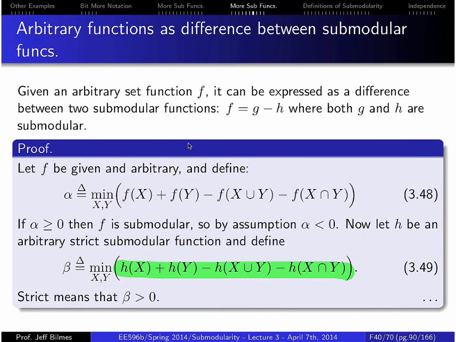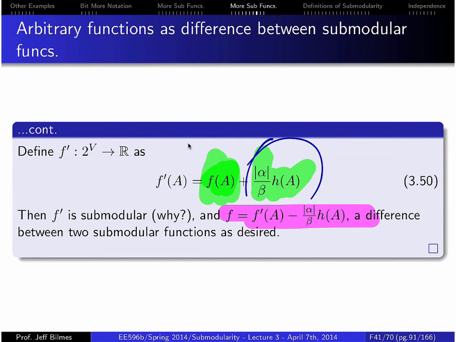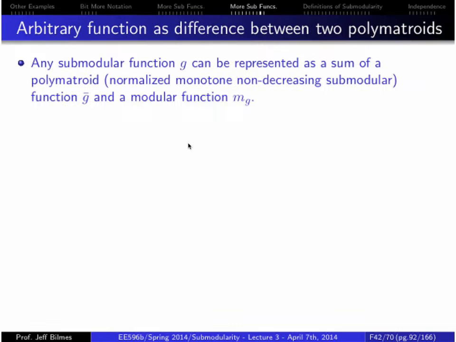Well, remember, if alpha is equal to 0, then what happens? Then it's a submodular function already, right? So if it's alpha 0, then there's nothing we need to do. We can add 0 to it and it preserves submodularity.